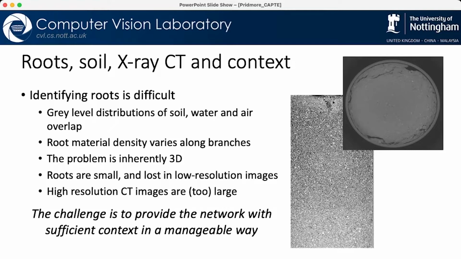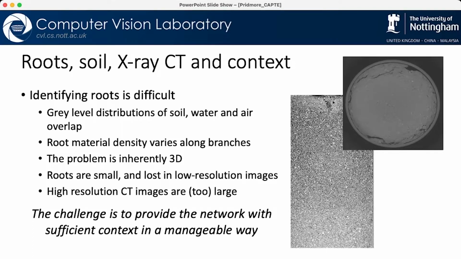If you look at these images in detail and look where the roots are, which you can see by eye with a little bit of squinting, the grey level distributions of the soil, water and air all overlap. So there are places where these things appear the same colour. And it's only the context around them that allows you to tell which is which. The root material density also varies along root branches. Okay? X-rays measure density, so in the image, the grey level, the colour of the roots changes as you move down the branch. Probably because older roots have a different response to the X-rays and so on.